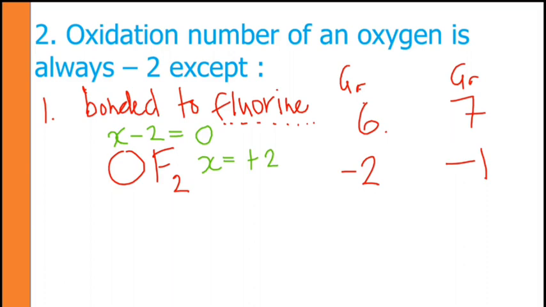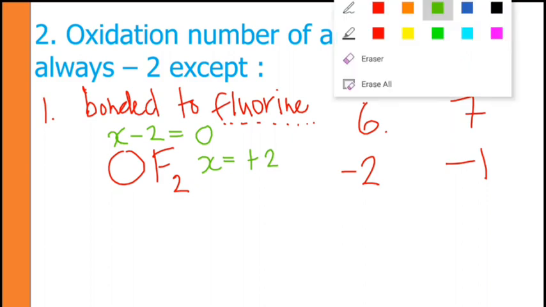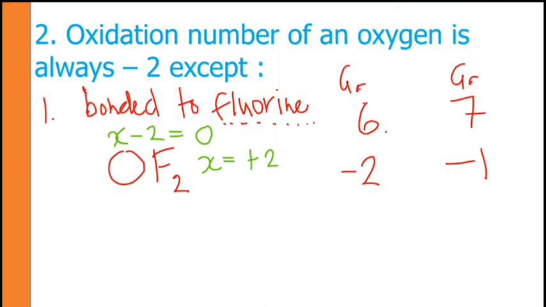Okay, so only when bonded to fluorine, the oxygen number changes. That's one of the rules. So oxygen in all its compounds, you always make it -2, except when bonded to fluorine. But there's also another exception when you've got peroxides.